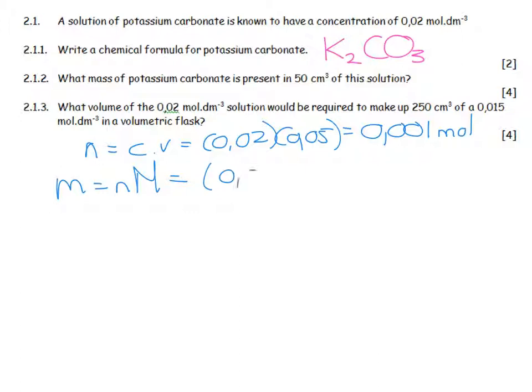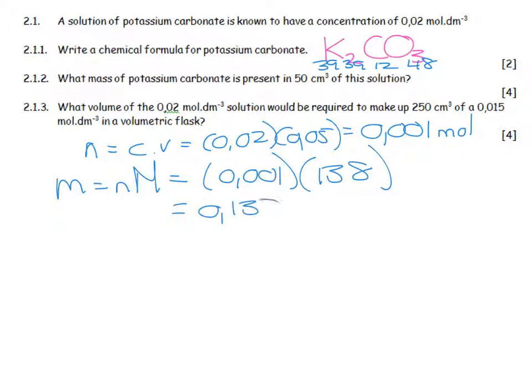I then say mass is equal to number of moles times molar mass, and that is going to be the number of moles I've just established, multiplied by 138, which is potassium carbonate, which is 39 plus 39 plus 12 plus 3 times 16. And I land up with an answer of 0,138 grams.